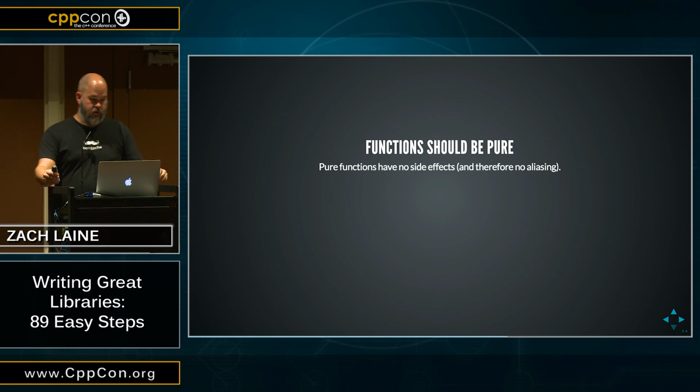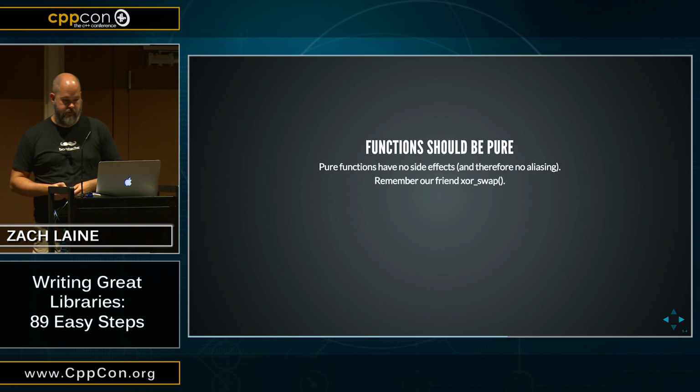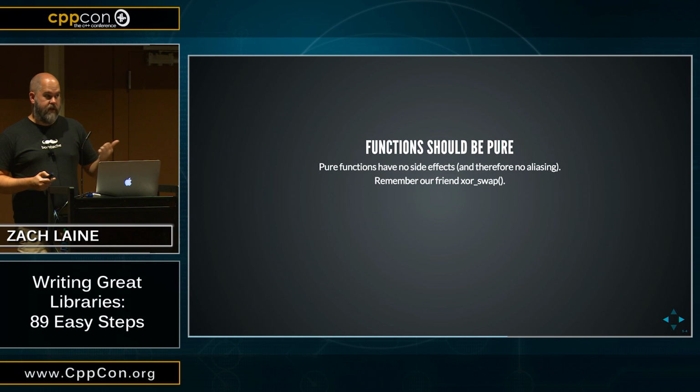Okay, so functions should be pure. That means that they depend only on their inputs. They do not mutate their inputs, and they have no other side effects. Okay, mutating their inputs are obviously a kind of side effect. So remember XOR swap, right? We had a lot of trouble getting to a good implementation of it when we started from the point of view that we were going to make a function that mutates its arguments.